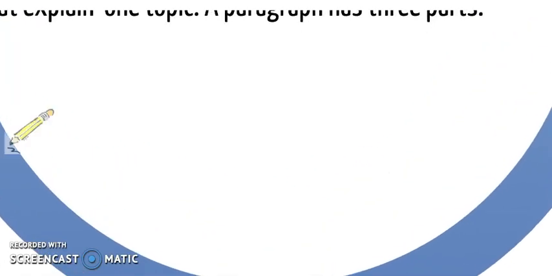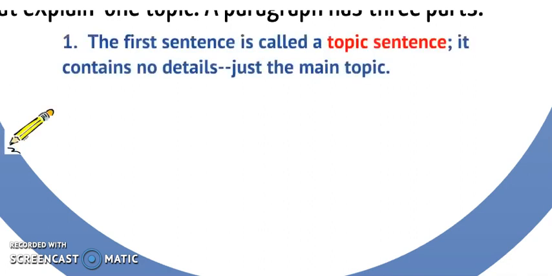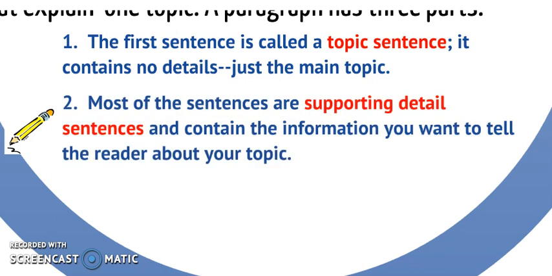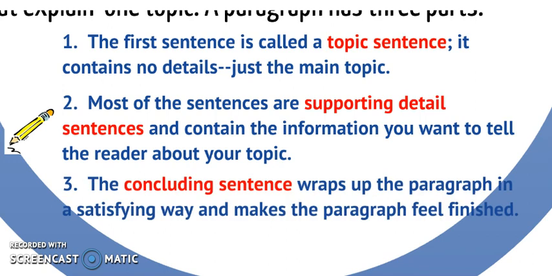The 3 parts of a paragraph include, first, the topic sentence. It contains no details, just the main topic. The second part are the supporting detail sentences, and they contain the information you want to tell the reader about your topic. The third part of a paragraph is the concluding sentence. It's going to wrap up the paragraph and make it feel finished. The reader is going to know that your paragraph is done without you actually having to tell them. Pause and take notes in this section.